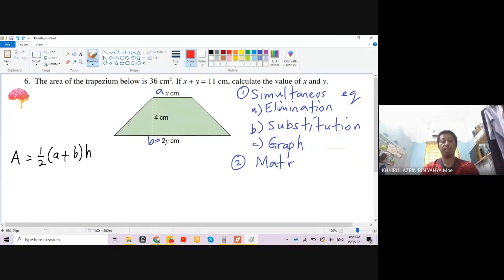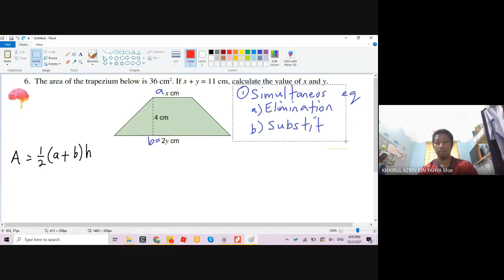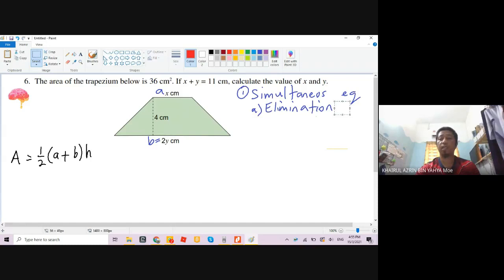Okay, let me erase this first. So today I want to use the elimination method. Okay, so let me start. We start from the equation.